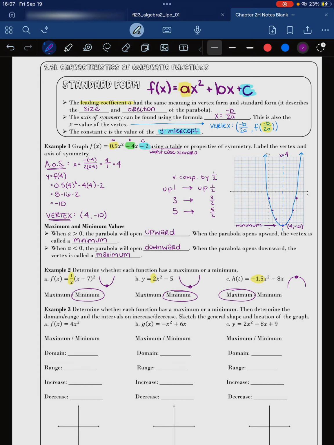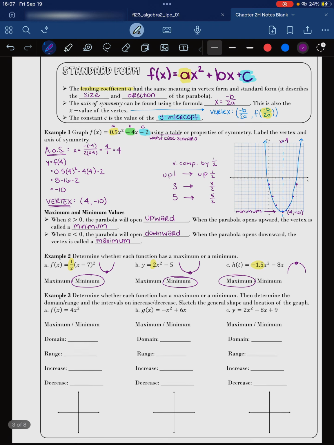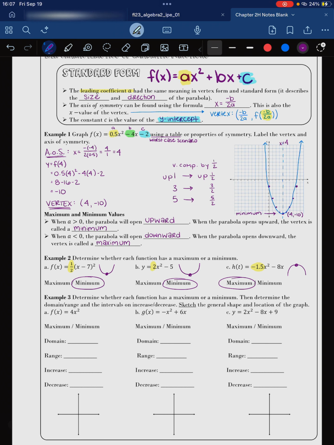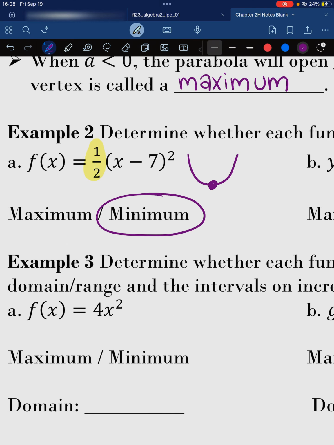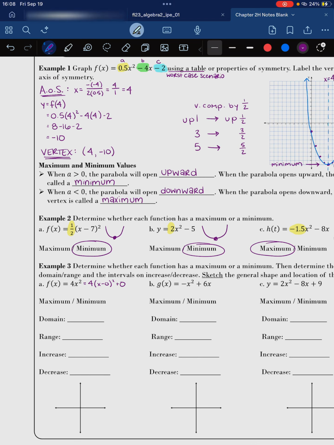Okay, in this next example, determine whether each function has a maximum or minimum, determine the domain and range, and the intervals of increase and decrease. Sketch the general shape and location. Okay, so in order to do the general shape and location, I do kind of need to know where the vertex is. So A, you could claim it's in vertex form or in standard form, right? Either would be okay. I'm going to go with vertex form though, because if I rewrite this a little bit creatively, if I rewrite it like this, we can tell that vertex is at 0, 0.